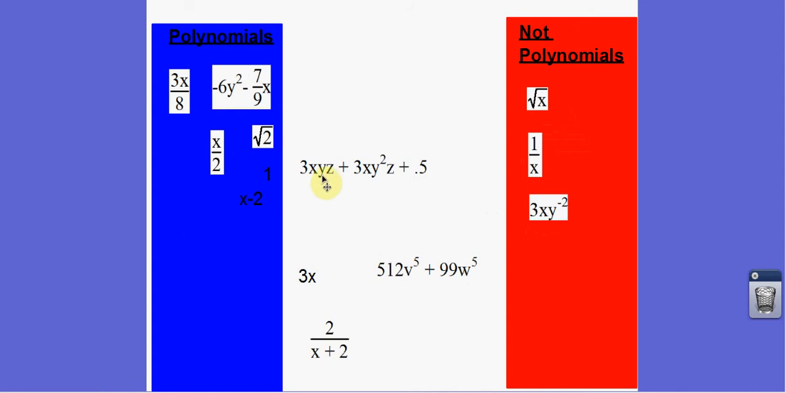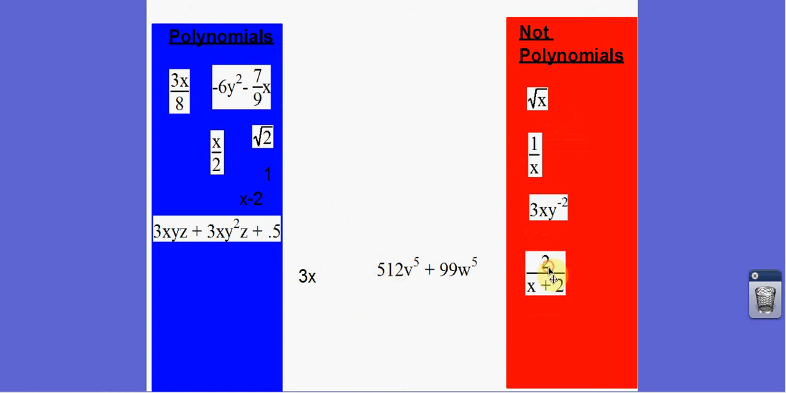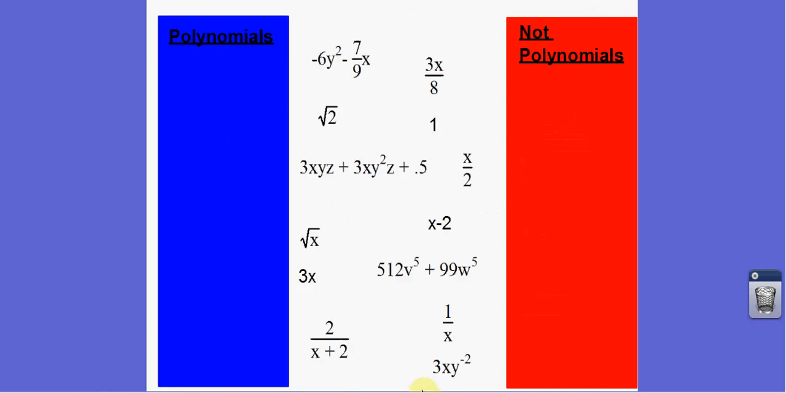Whoops. Right here, this will work. Let's see. 2 over x plus 2. Variables in the bottom of a fraction. No good. Not a polynomial. That is a polynomial. And this is a polynomial as well. So you can see some examples of polynomials and non-polynomials.